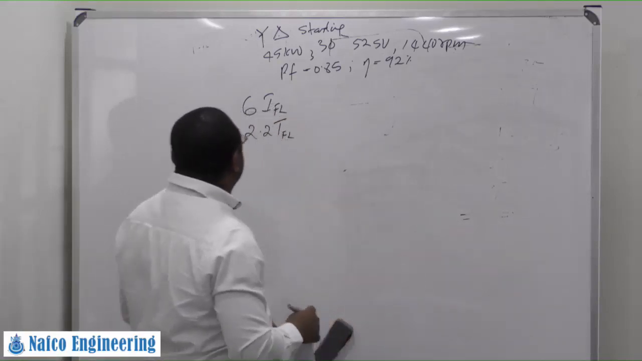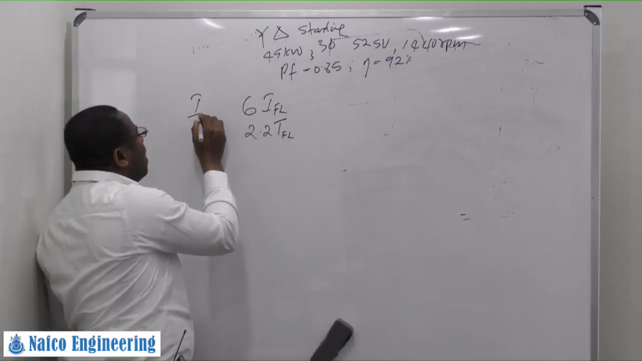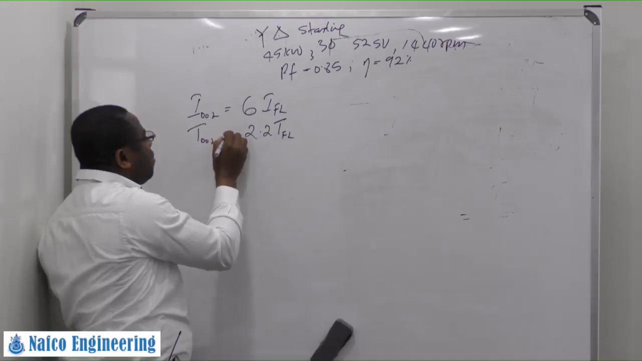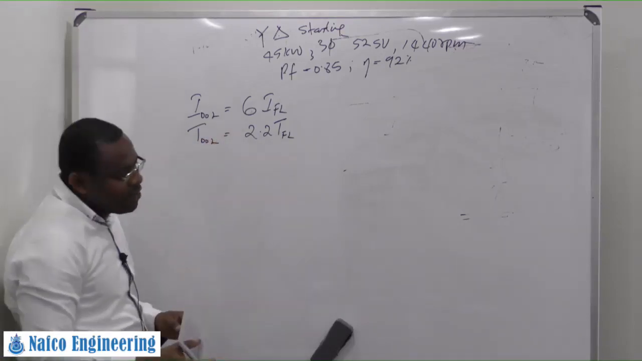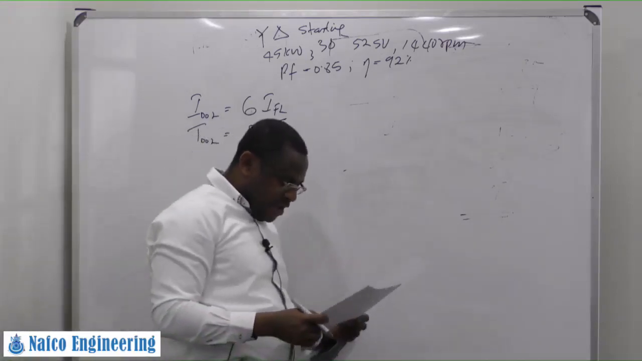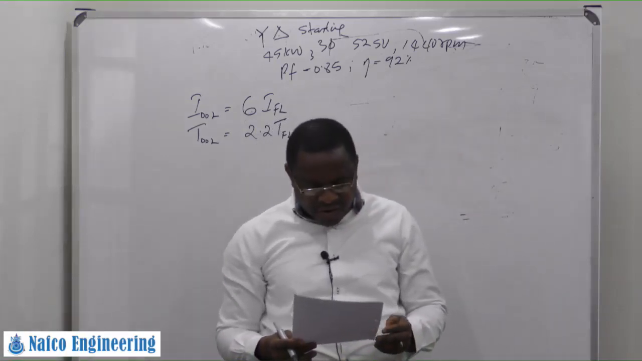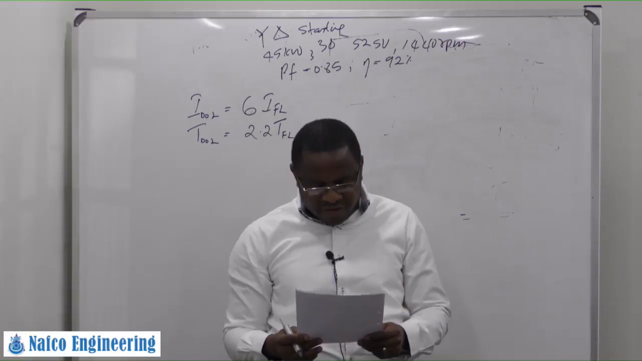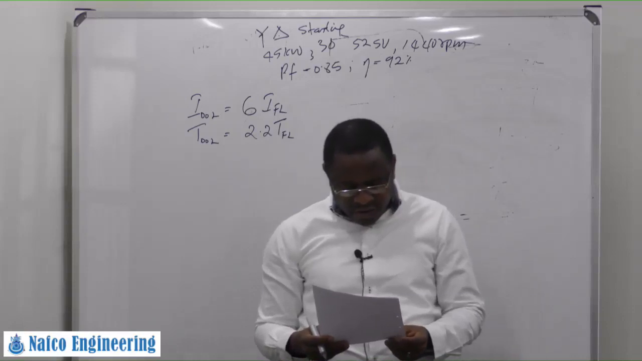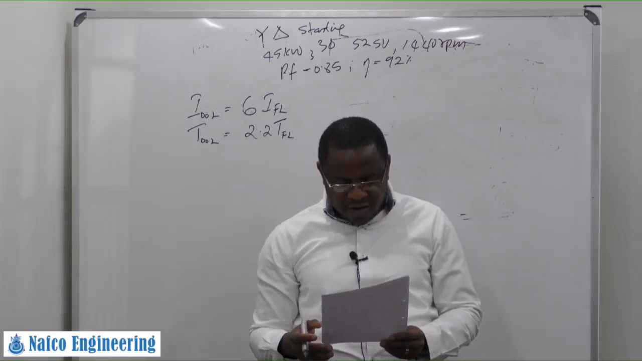Okay. So this is I direct online. This is T direct online. Now establish the current drawn and starting torque when it is started by means of the star delta starter. Now number 2 is to determine the full load line and phase current when running in delta.